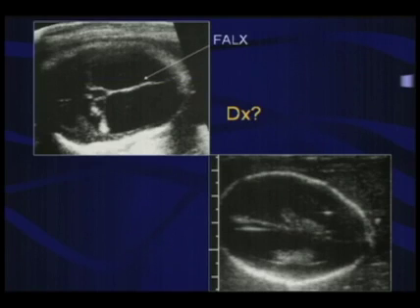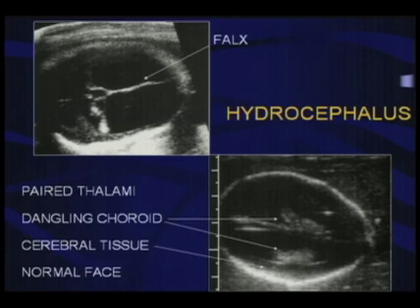Entity number one, we look here, we have a midline falx. These are two separate cases, one more severe than the other. We look at the case on the bottom, we see there's dangling choroid, and here, dangling choroid, we have cerebral tissue, and there was a normal face. This is a case of two cases of hydrocephalus.